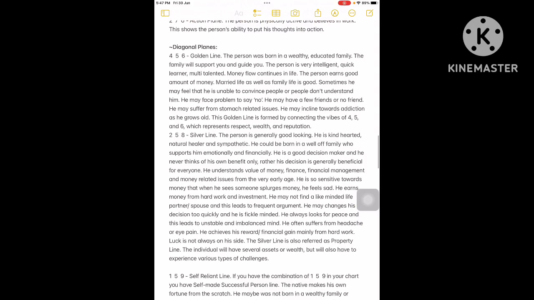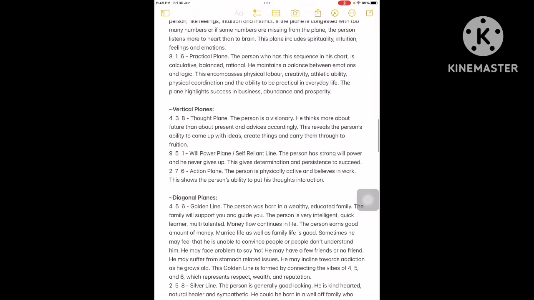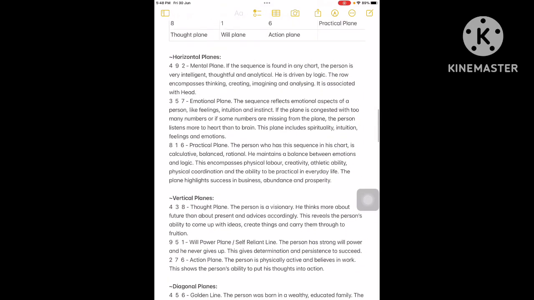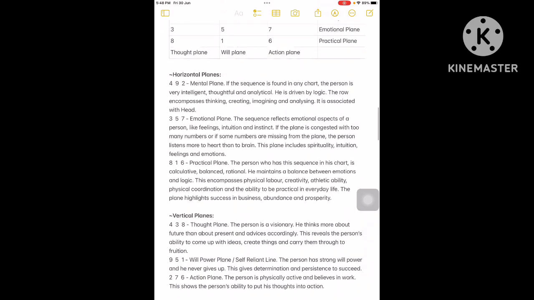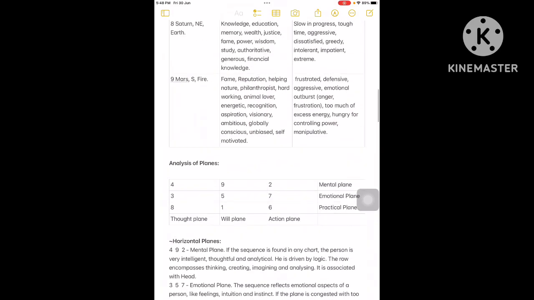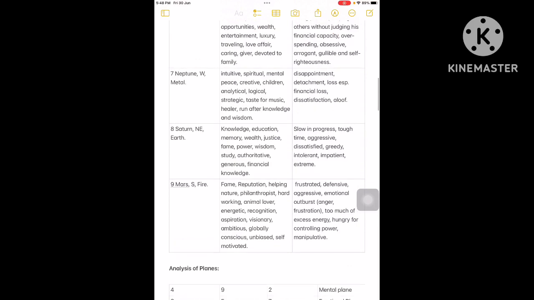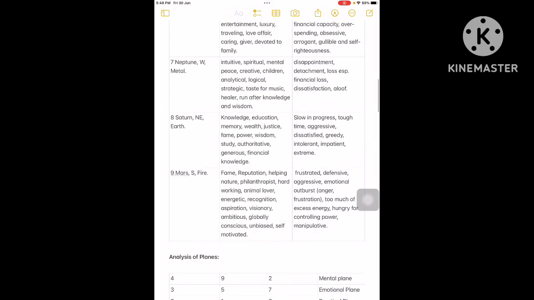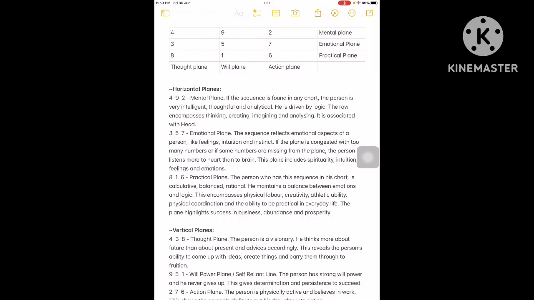These are the planes, very important planes. I hope you understand today. And I've made a chart for you to understand the importance of planes in the Loshu grid.